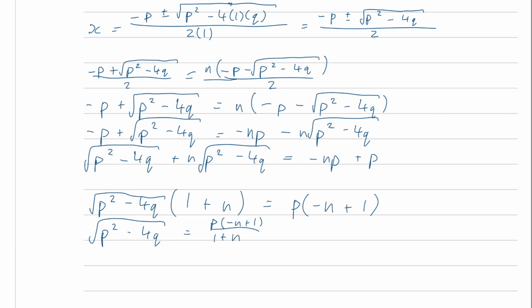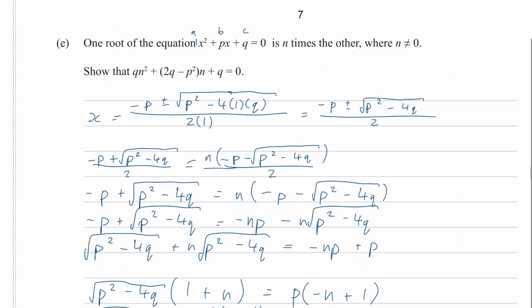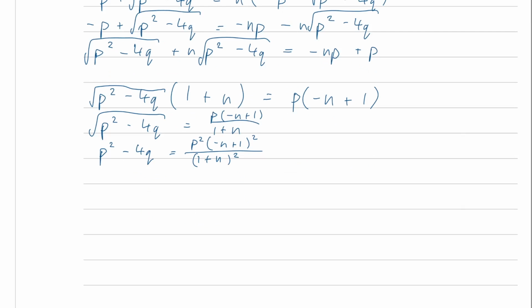And so we wanted to get down to here so that when we square it, we just eliminate the square root symbol and there's no other complications. So let's square both sides, and we're left with p squared minus 4q equals p squared times 1 minus n squared over 1 plus n all squared. Now from here, we're just manipulating it to get to that form. So we could times both sides by 1 plus n squared.